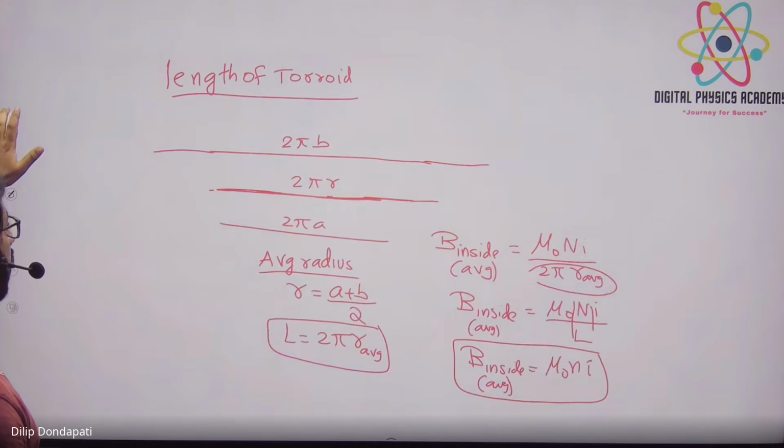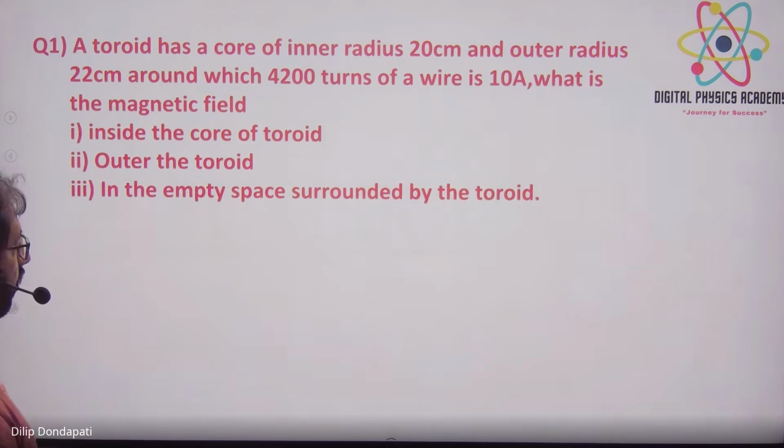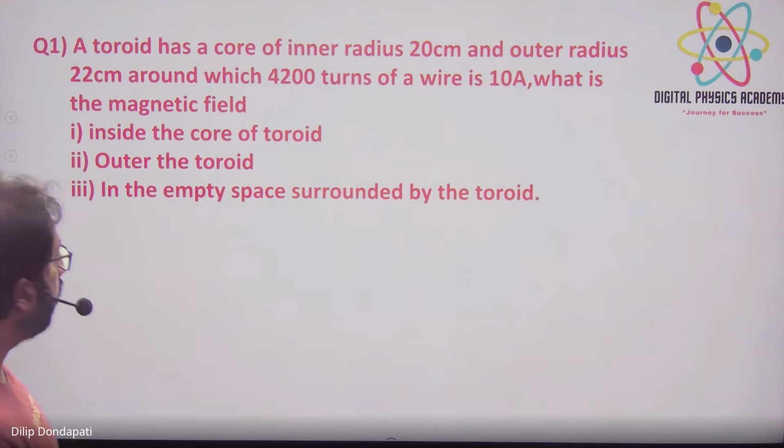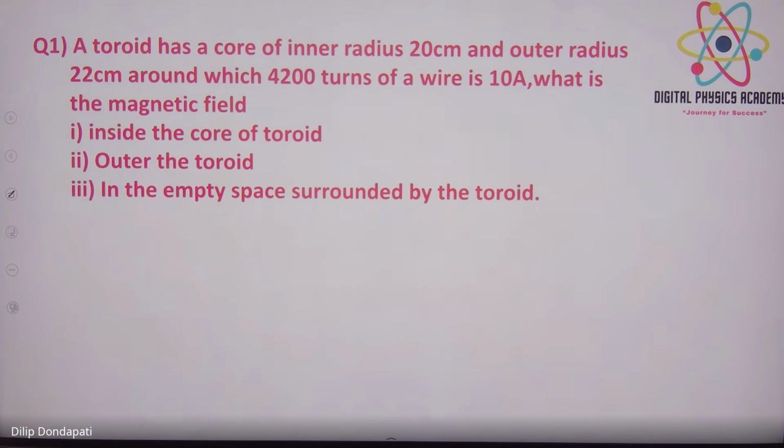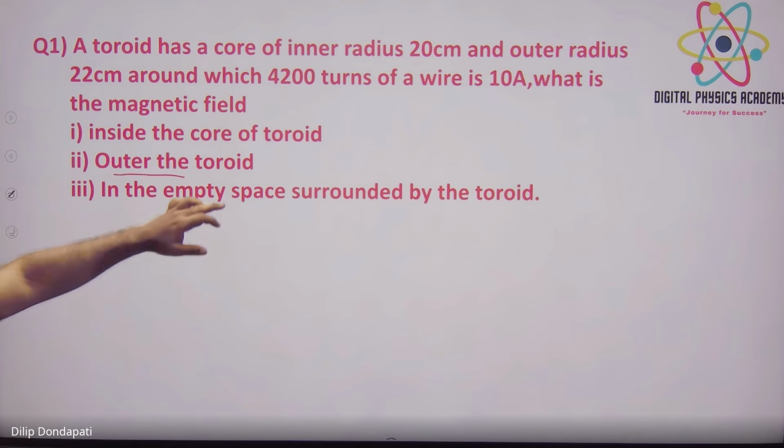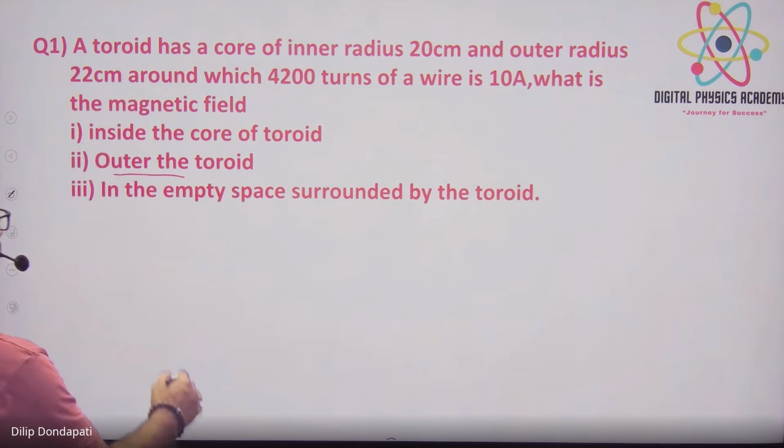Okay, let's do numericals. A toroid has a core with inner radius, see, A value is given, B value is given, number of turns are given, and current is given. What is the magnetic field inside the core, outside the toroid, and in the empty space surrounded by the toroid?